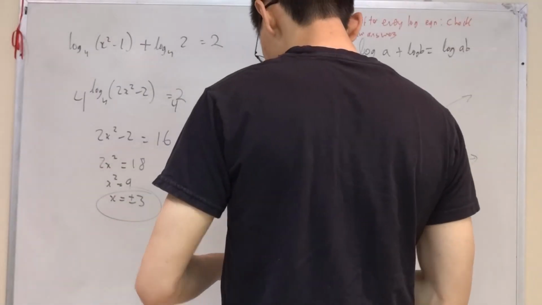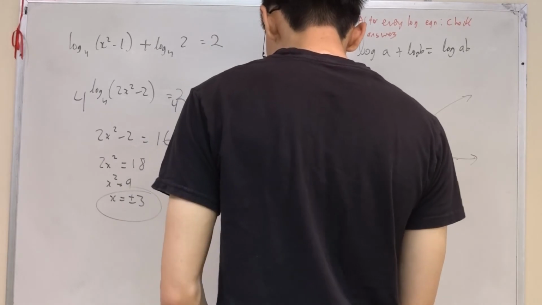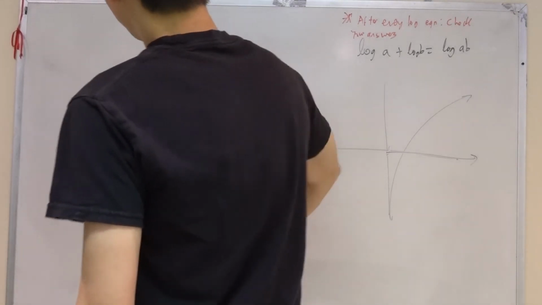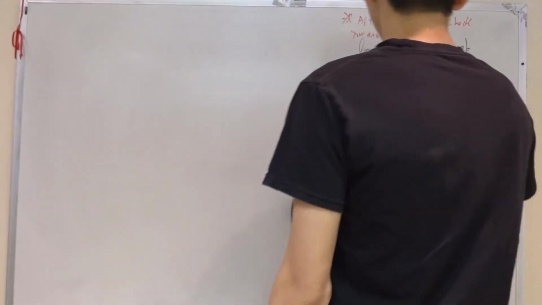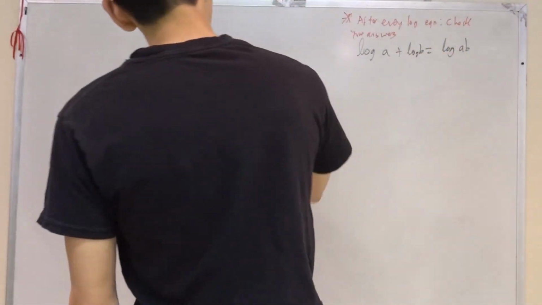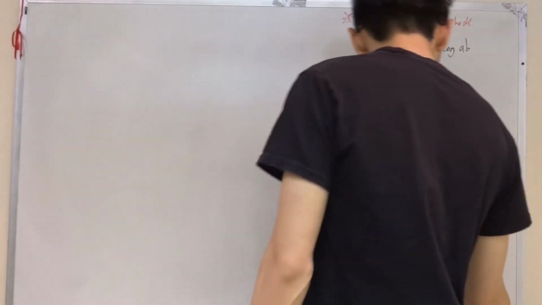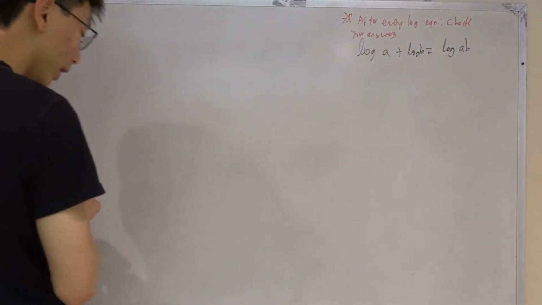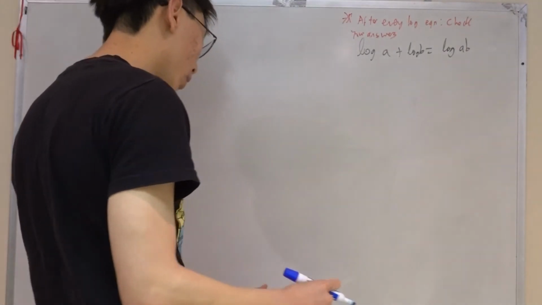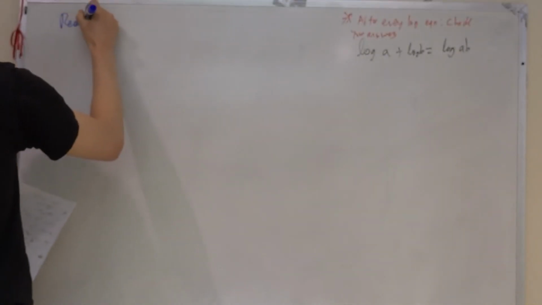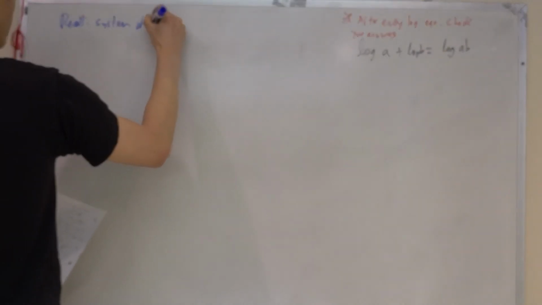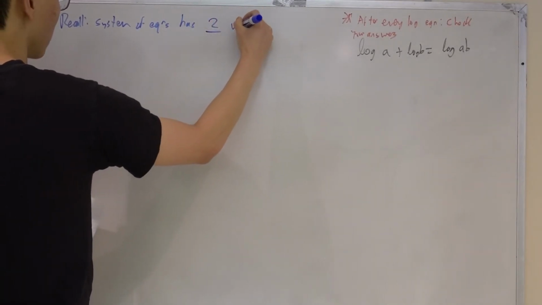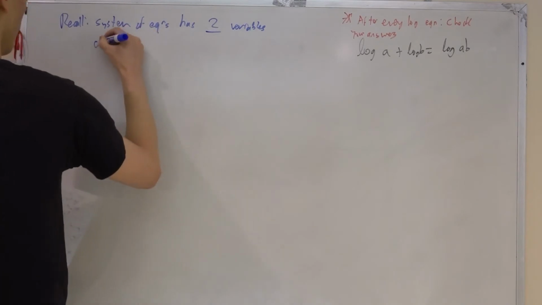Next, we're going to move on to some trickier ones. As you can see, the basic idea behind solving these log equations is not too difficult. But making sure that you get all the details right and check your answers, that's where you can lose marks very quickly and easily. So the next question, we're going to have a system of equations. We call the system of equations has some number of variables, in our case 2 variables, and 2 equations.